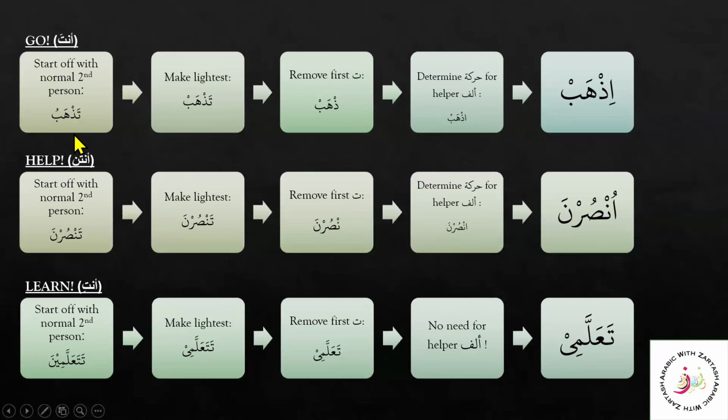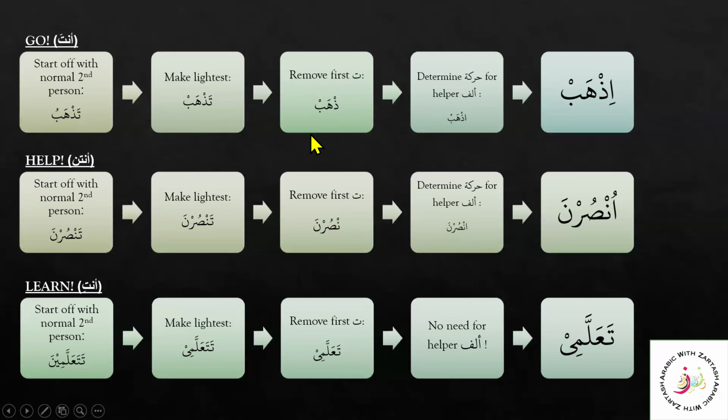So the first step that we are going to follow is to make it lightest. The word which ends with the dhamma, we know that to make it lightest, we change the dhamma into the sukoon. So see here, we made it lightest, tazhab. The second step is to remove the ta, that is the sign of the mudare, and it becomes like this. We know that it is not pronounceable.